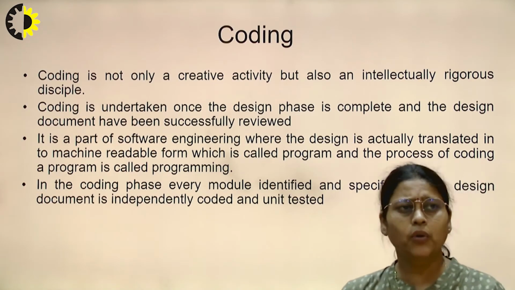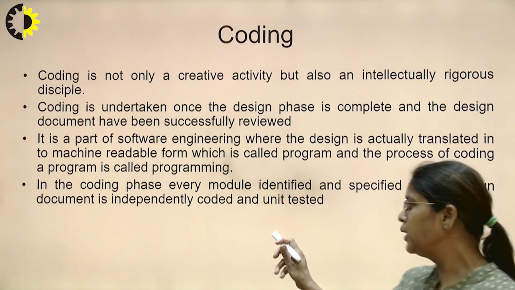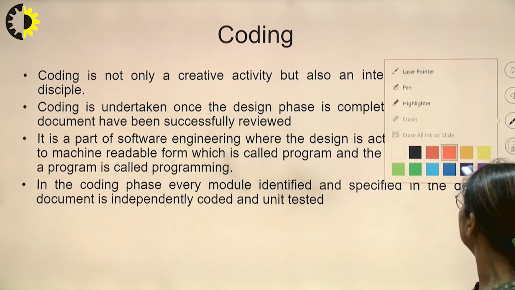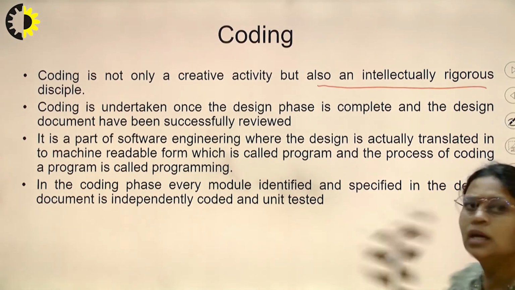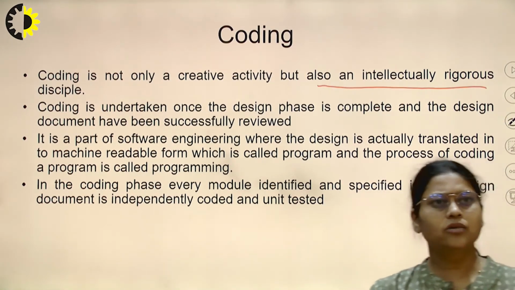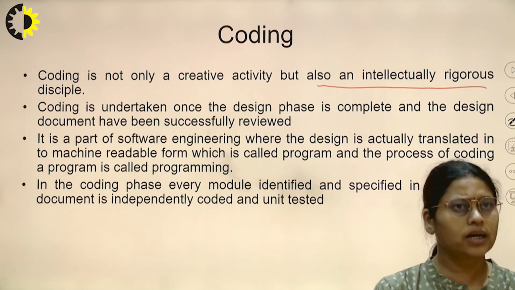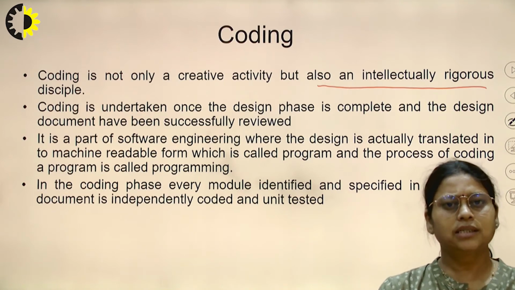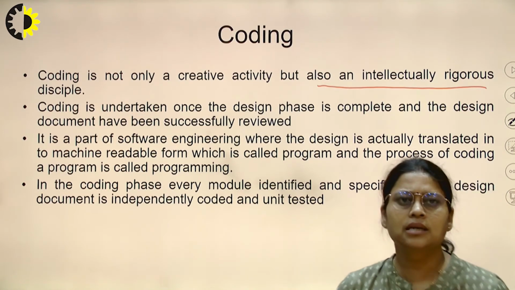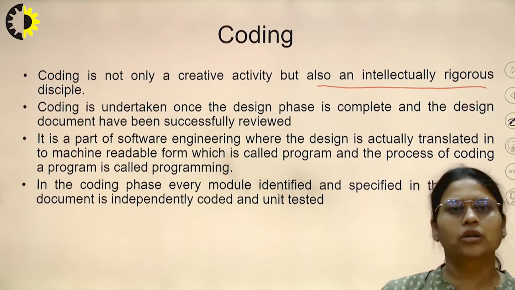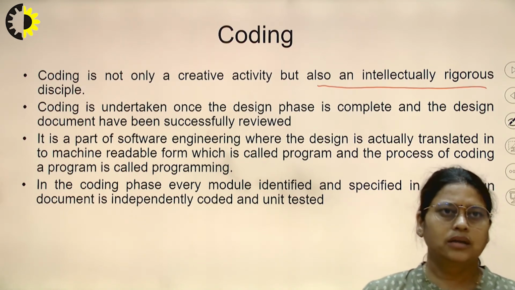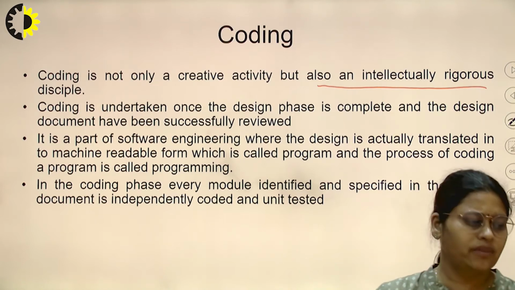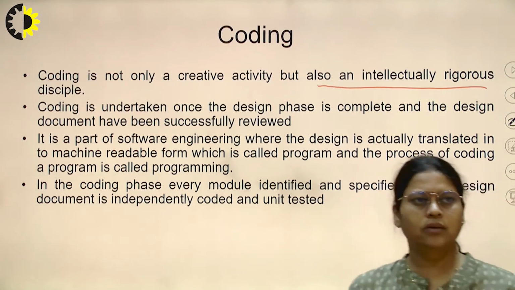So what is coding? Coding is not only a creative activity; if you know any programming language, then you can easily code the project. So we can say that it is not only a creative activity, but also an intellectual, rigorous discipline, and coding is undertaken once the design phase is completed. As I have already discussed, the design document is used for the coding purpose. So once the design phase is completed and the design document has been successfully reviewed and verified, only then do we start the coding of any project.